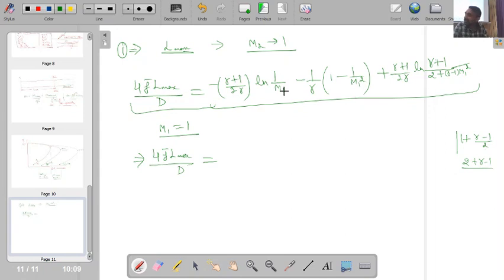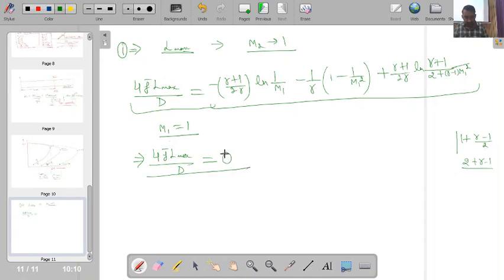One by ln of 1 0, 1 minus 1 0. This will become gamma plus 1 by gamma plus 1, ln of 1 equal to 0. So it means that if my upstream Mach number is equal to 1, corresponding to that, if I am having the L max, the maximum length possible, I will get 4 f bar L max by D.